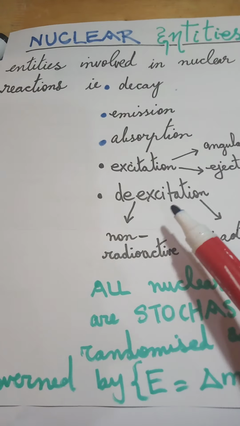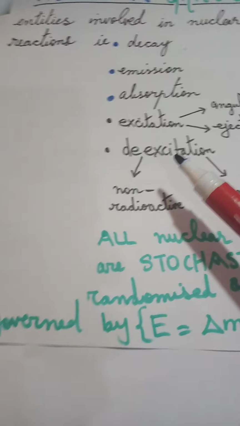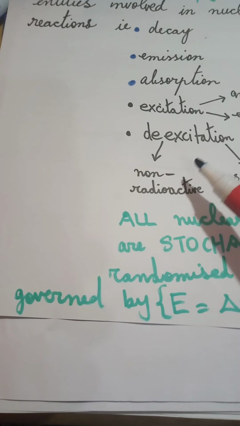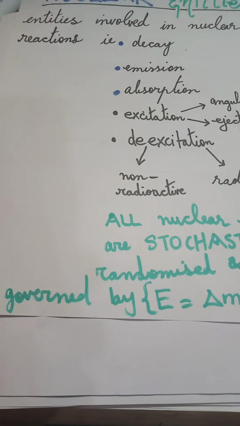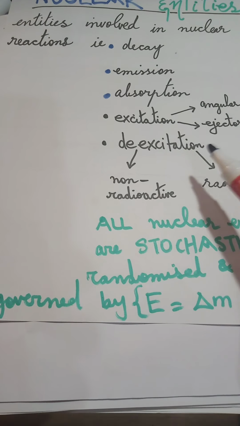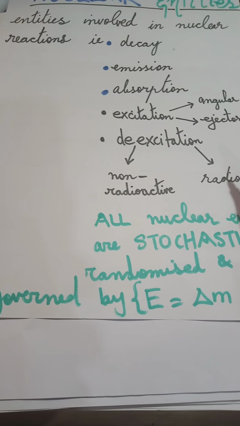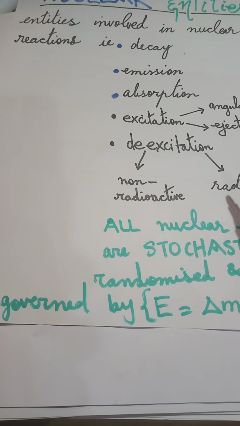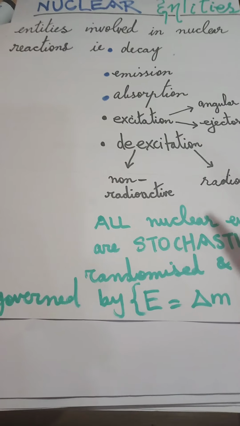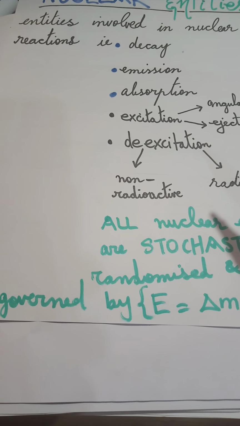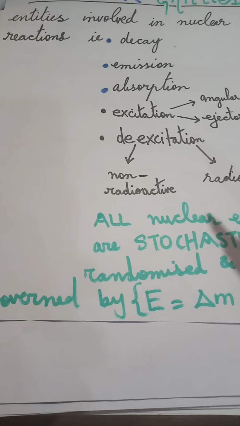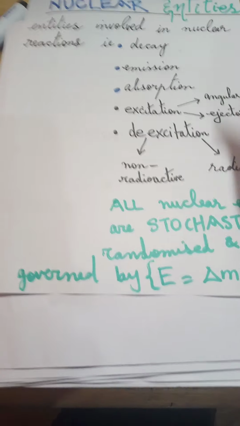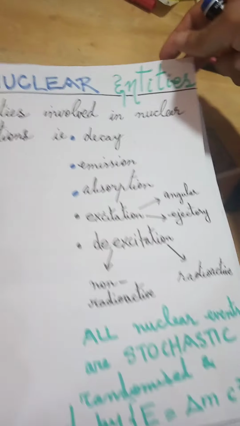And de-excitation could be, prior to de-excitation, it was radioactive, but after that, it turned into a non-radioactive metal or an element, or a non-metal for that matter. And de-excitation to a radioactive state is whereby it wasn't radioactive, but after getting depleted of a few of its nucleons, it experienced a transmutation into a radioactive isotopic form. All nuclear events are stochastic and randomized and are governed by the mass defect equation.